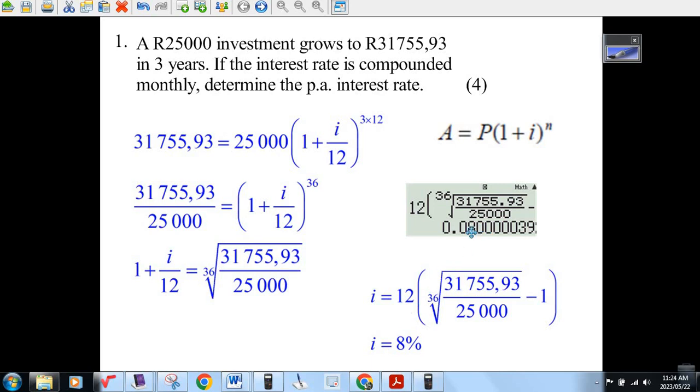That's 8 hundredths, which is really 8%. 8 over 100 means 8%. Percent means percentage. There you go. Well, there's the first question, all done.